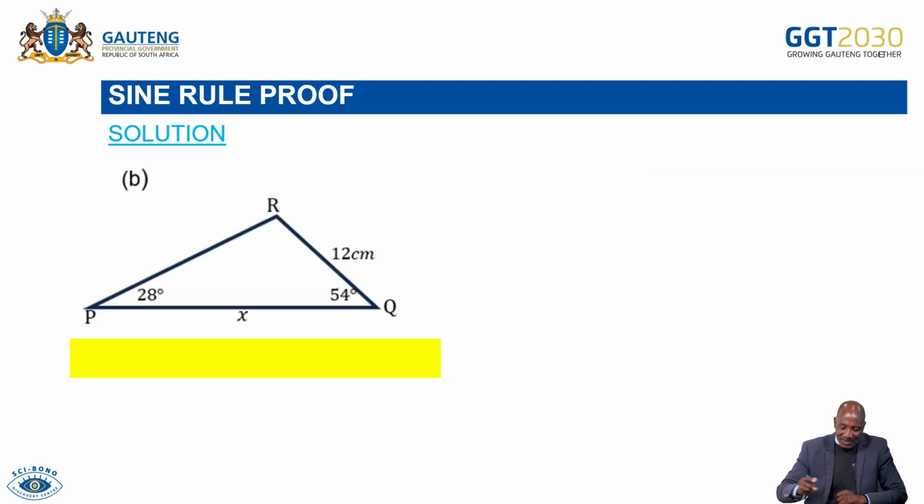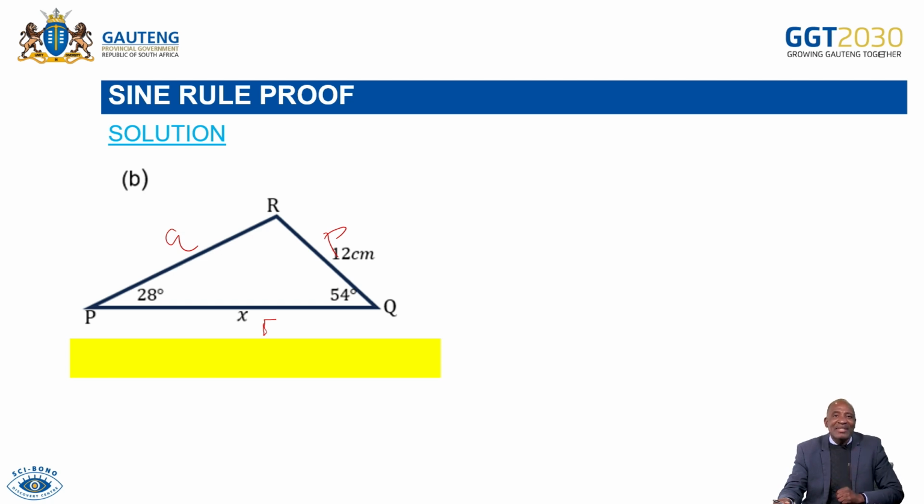Okay, then we move on to the next question. In the next question, we are given angle P, and we are given small p. This is our small p. We are given angle Q, and then there is our small q. We are given letter R, capital R. This is our small letter r, which is x that we need to find.